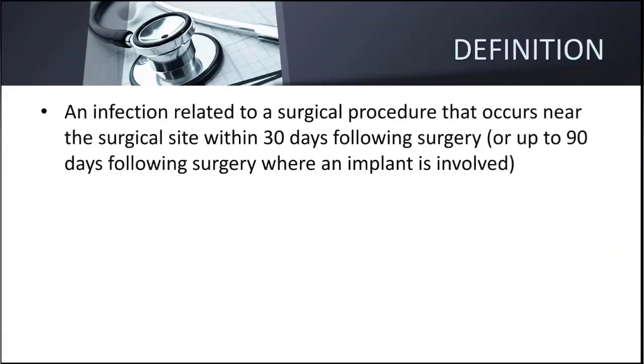So what is a surgical site infection? This is an infection related to a surgical procedure that occurs on or near the surgical site within 30 days after the surgery, or up to 90 days, that's 3 months, following surgery when an implant or a prosthetic is used, right? So without an implant, if it occurs within 30 days, we call it a surgical site infection. And if you're using a prosthetic, occurs within 3 months or 90 days, we call it a surgical site infection.